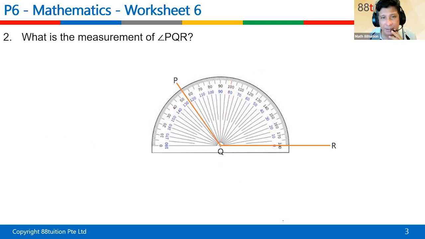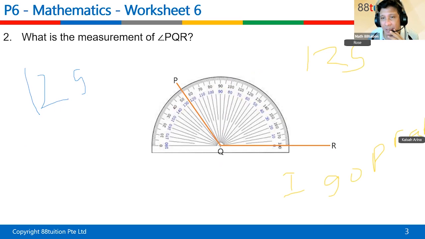Kaiser has raised his hand. So maybe you can tell us what is the value of this one? 125. Okay, very good. We have Shanmu who wrote 125 as well.